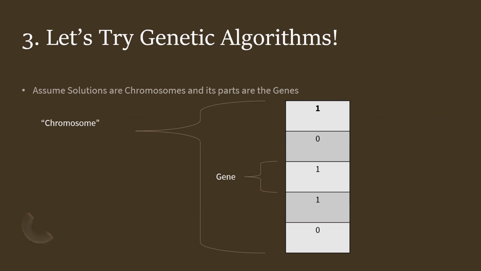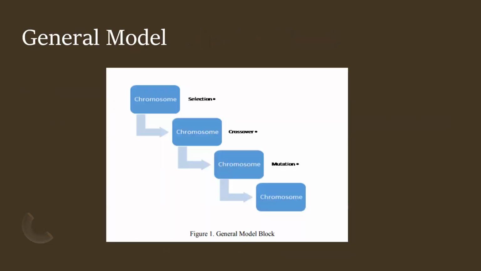Genetic algorithm assumes that solutions are chromosomes and its parts are genes. So the entire array is considered a chromosome, and each individual cell within that array is considered a gene, or a part of that chromosome. And it goes through a process very similar to natural evolution in biology, where you have a selection stage where you have your first initial randomly selected population of solutions. You select based on fitness.